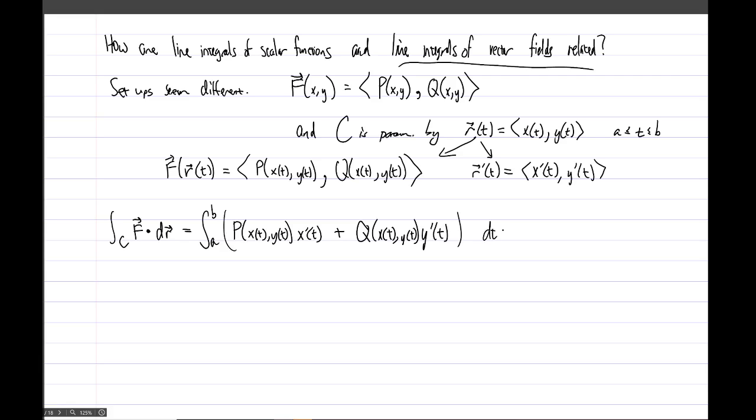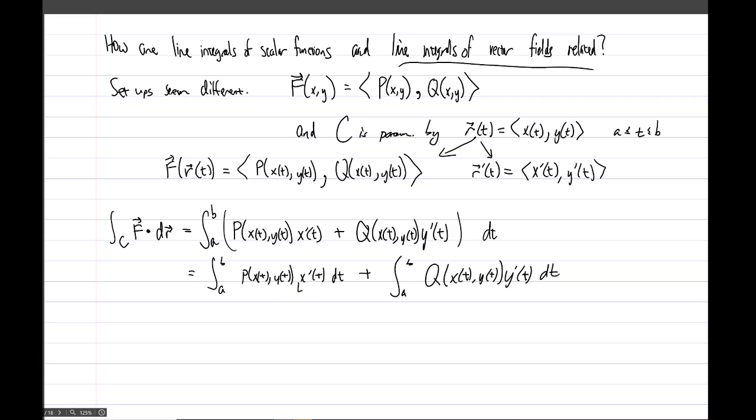Now the point is we will split this as two separate integrals at the sum here. So we have the integral from a to b of P of x of t comma y of t, x prime of t dt, plus the integral from a to b of Q of x of t comma y of t, y prime of t dt.